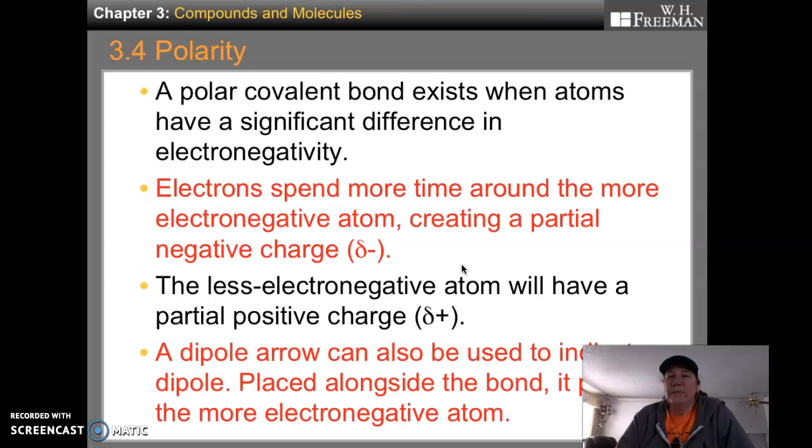So a polar covalent bond exists when the atoms have a difference in their electronegativity. In other words, you'll find the electrons in the bond closer to one end than the other end, okay? And those are called polar bonds because they set up poles. They have a positive end and a negative end. So they're sharing their electrons, but they're not sharing them equally. And they use an arrow that points. It's called a dipole. It goes from the positive end to the negative end. So they draw a little arrow, and that is showing you which way you'll find the electrons.